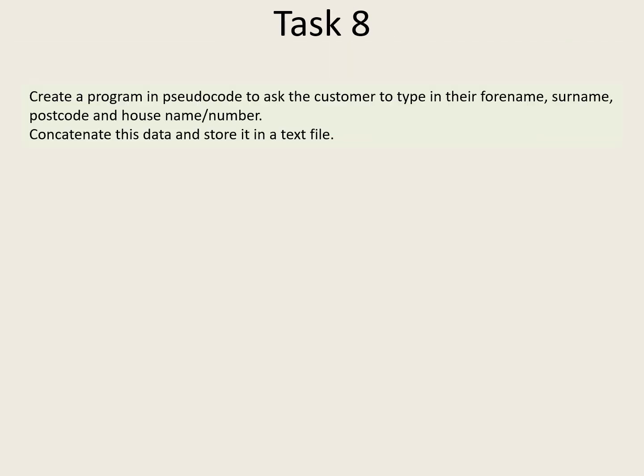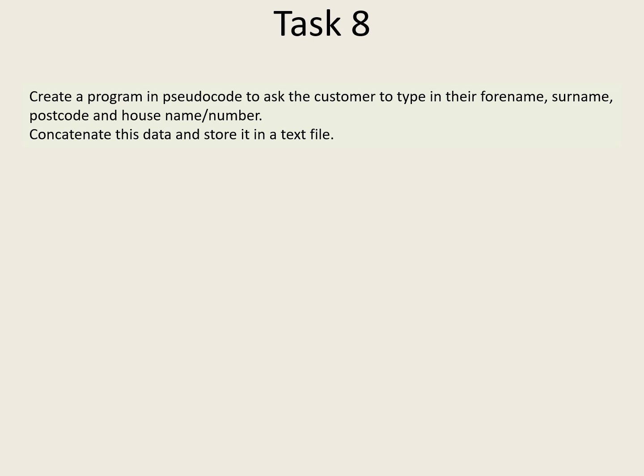So we have got task 8. This is the last task. So create a program in pseudocode. We're going to ask the customer to type in their forename, surname, postcode, and the house name or number. We're going to concatenate that data and store it in a text file. So we're going to write those 4 pieces of data. We're going to create a single variable that's going to hold them all. We're going to put them all together using the plus operator. And then we're going to write that to a text file.